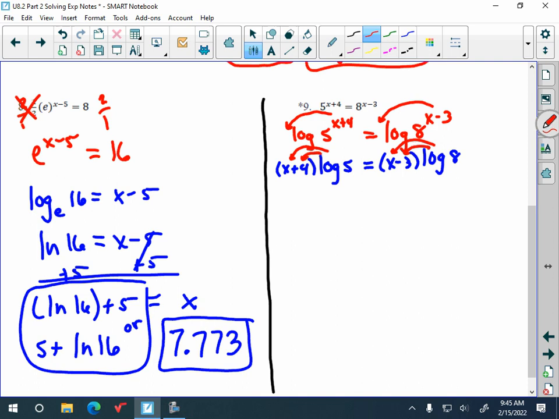So when we take that log 5 and we distribute it into the x, it becomes x log 5. That's x times log 5. And then plus, and then we distribute log 5 to the 4, it becomes 4 times log 5 or 4 log 5. All right, and then we're going to do the same thing to the right side. So x log 8 minus 3 log 8.